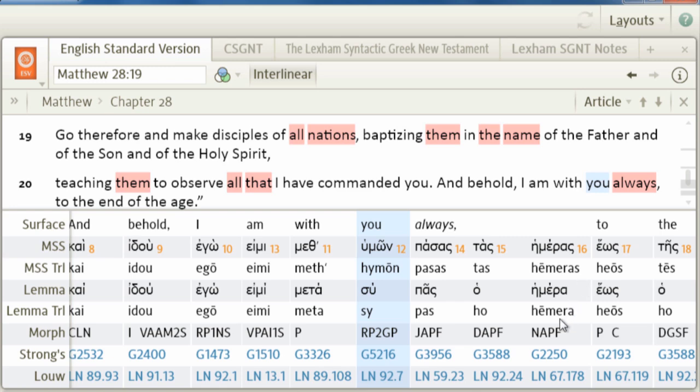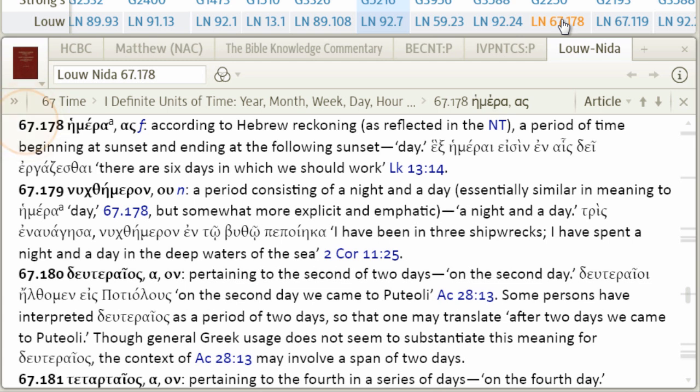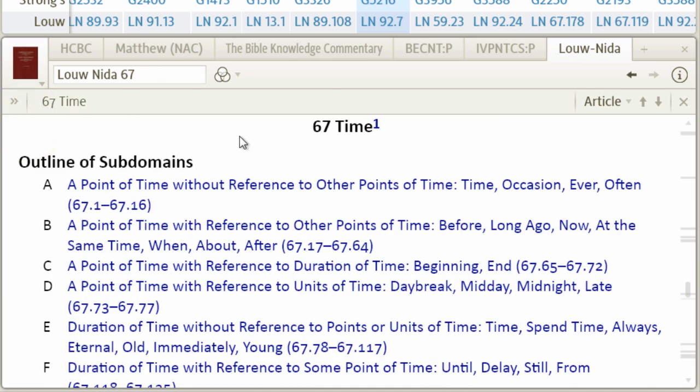The first is that it's in the accusative case. The next thing we want to look at is the domain that it belongs to, since we don't have a translation above here to work from. Going down to the Louw-Nida number, let's click here. And now notice the domain that this word belongs to. Domain 67, which is the domain of time. And so that's how we get the label or category, accusative of time.